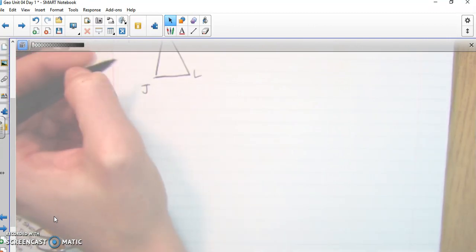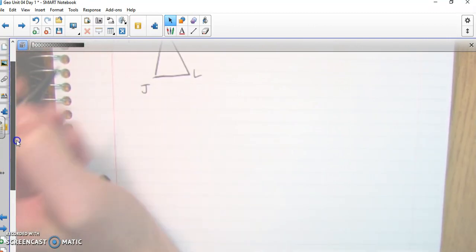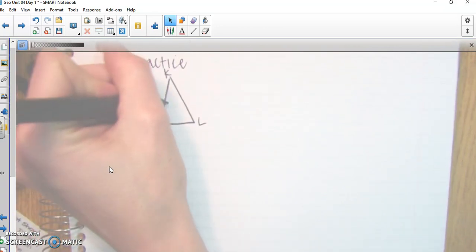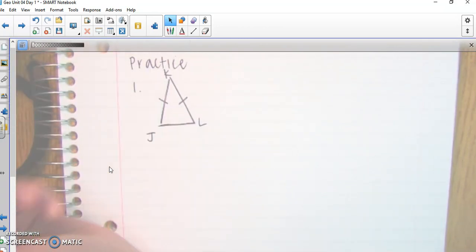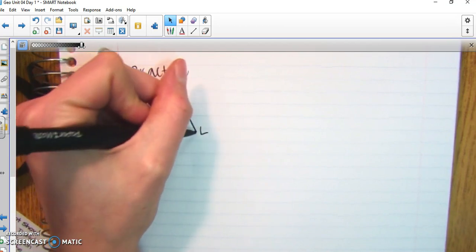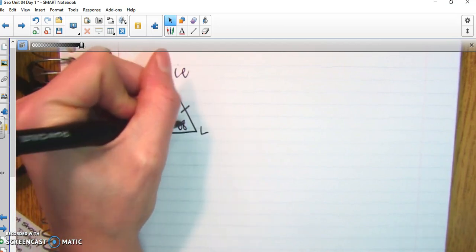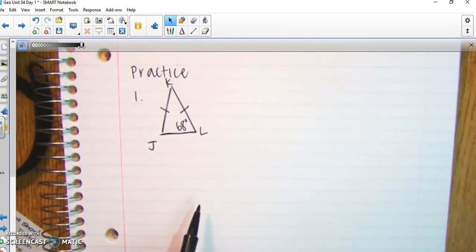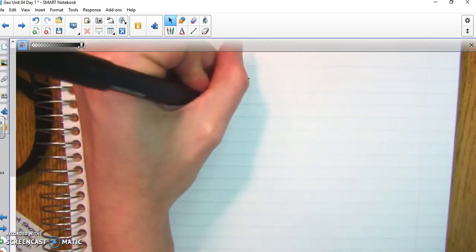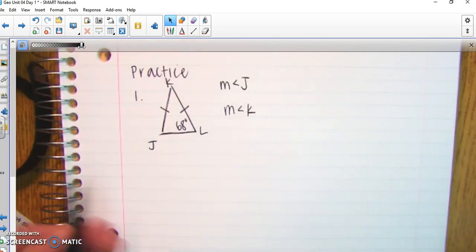And we are going to know that from this picture because I'm going to say this. So JK is congruent to KL, right? And I'm going to tell you that the measure of L is 68 degrees. And so we need to find the measure of angle J and the measure of angle K.